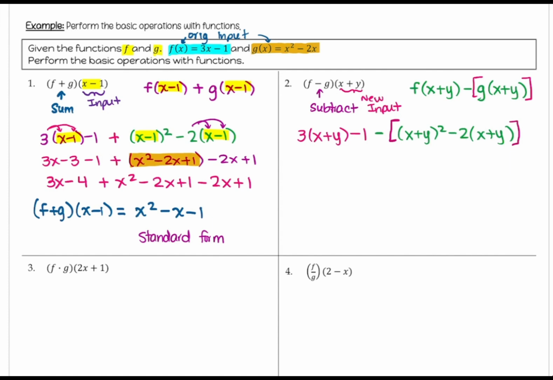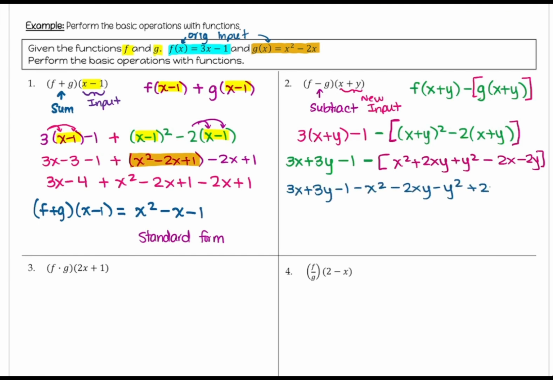So let's clean this up. Let's do distribution, combine like terms, and so forth. Keeping the grouping symbols around the g function. And lastly, let's distribute that negative to everything, getting rid of the extra parentheses. And combining like terms, one more step. This would be my final answer.